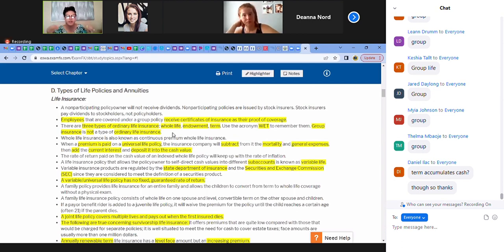But they're supposed to pay it back because it needs to pay the policy to keep it going. If they don't pay the money back in that policy, it could lapse, which means if I don't pay it back, I no longer have insurance. Here's the scenario of that.